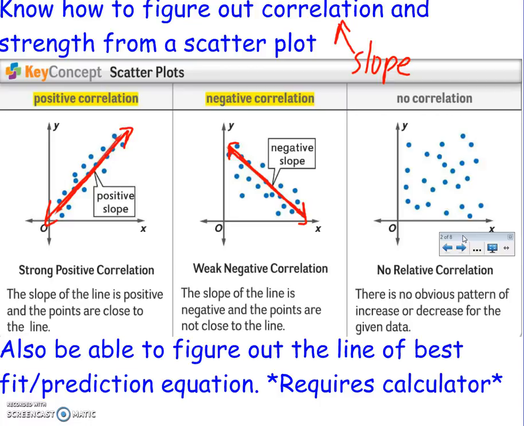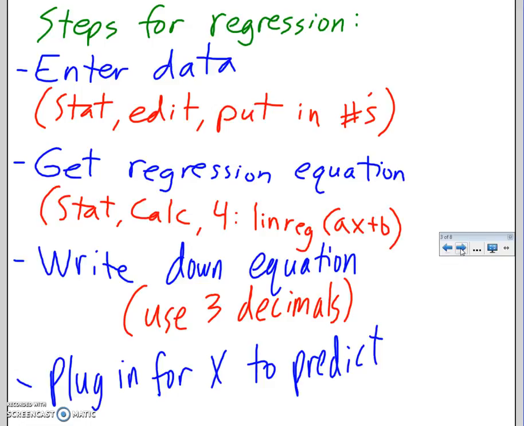Also be able to figure out the line of best fit or prediction equation, which again requires a calculator. So here are the steps in a calculator for regression. Use a graphing calculator, but you press Stat, Edit to enter the data, put in the numbers. Then to get the regression equation, you press Stat again and go over right to Calc. You go down to 4, which says LinReg ax plus b. Enter, enter, enter, enter, and then you write down the equation. Use 3 decimals, and once you have that equation, you plug in any x to predict any future values.